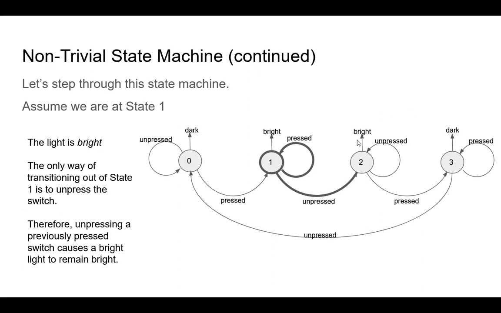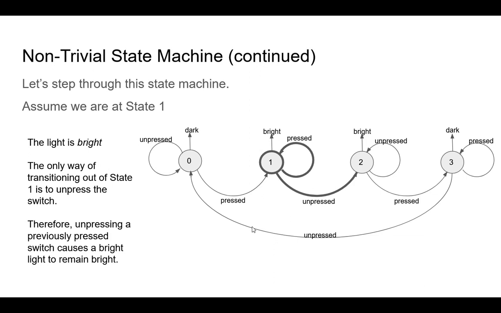State 1, okay, we stay in state 1 as long as you continue to hold the switch down, okay? So, while we're in state 1, the light will be bright. So we're stuck in state 1. How do we get out of state 1? We get out of state 1 when we unpress the switch. So we take our finger off the switch, okay? And so now we're heading to state 2.